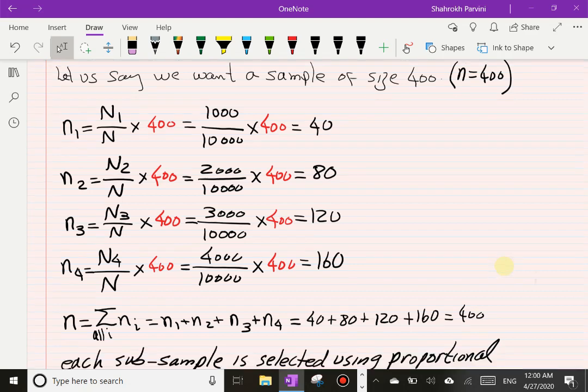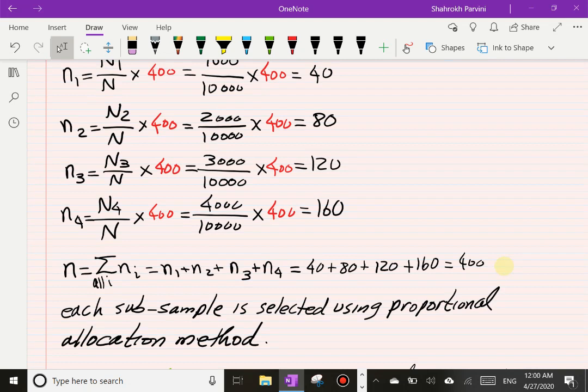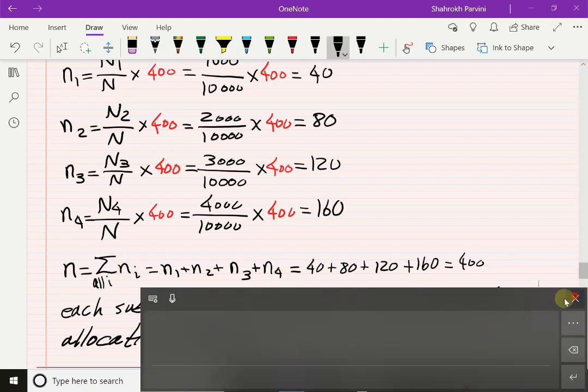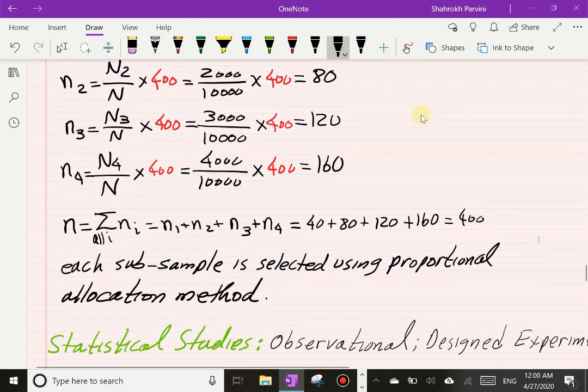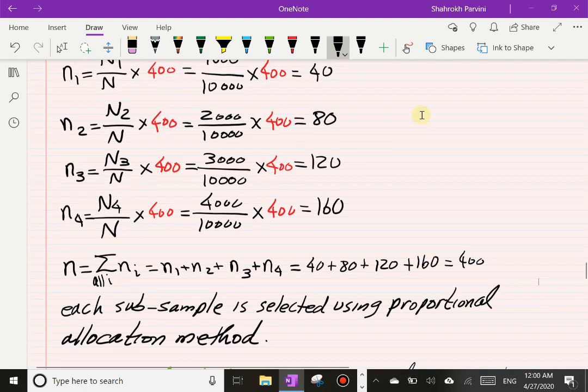Now this is what we call the proportional allocation method for selecting the individual subsamples from each stratum. So here again, I have a notation for you. n is our sample size that we want here. The sample size n is the sum of individual samples from the subgroups, first, second, third, fourth. The total is 400. And this is called the proportional allocation method again. It's a very popular way of sampling. So there you go. That wraps up our sampling techniques.